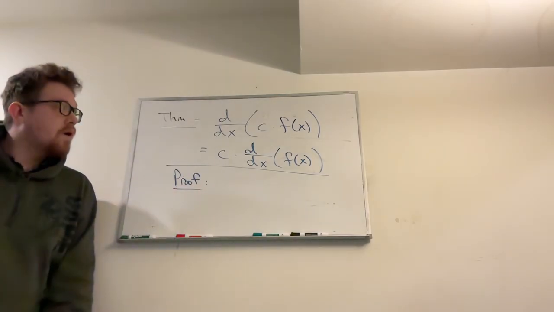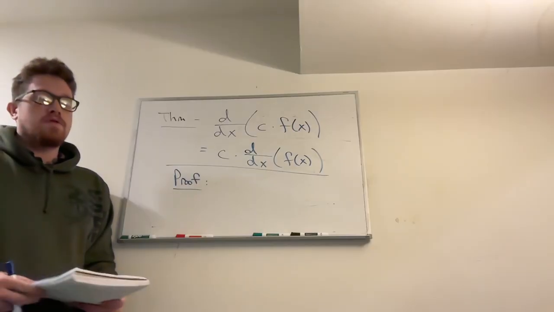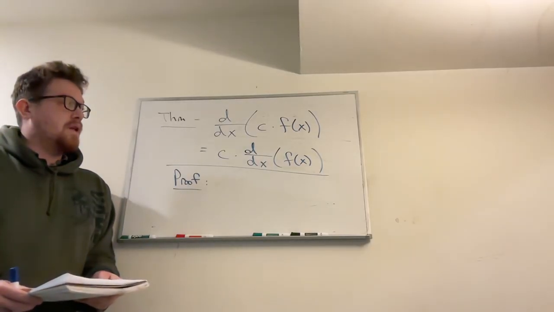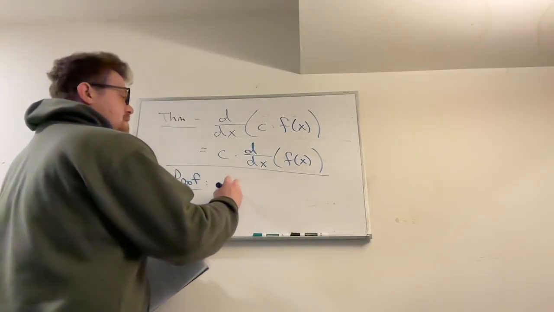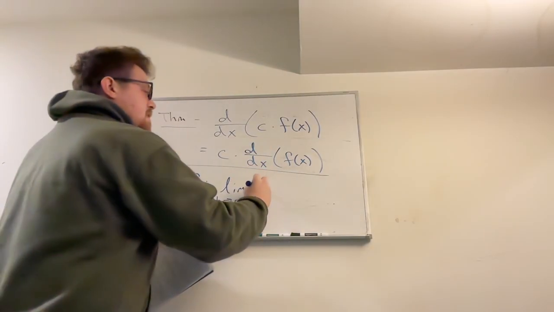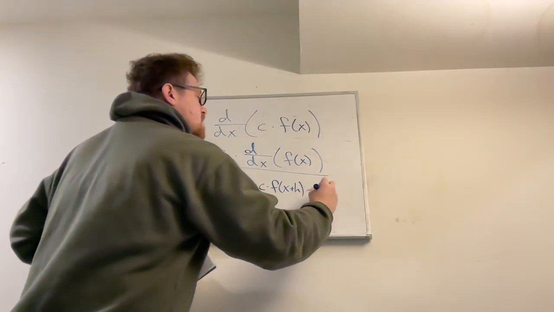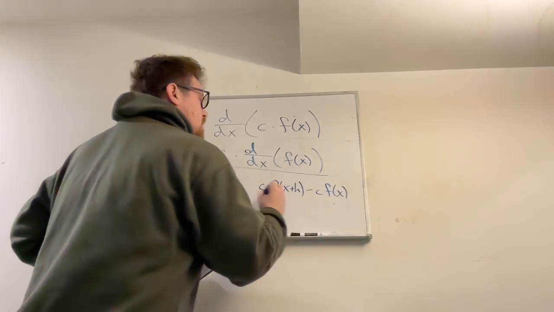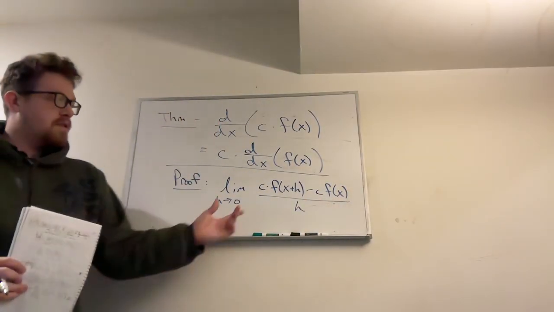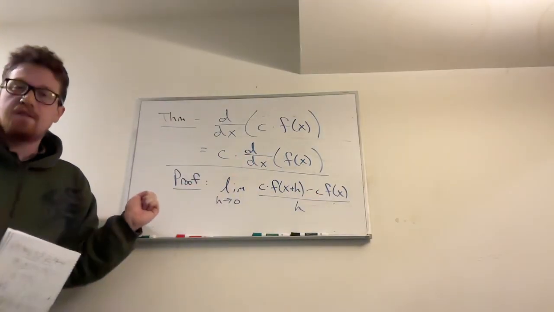to prove. You just need to write out the definition again, just like the last derivative rules. All these derivative rules basically just follow directly from the definition. So the definition says, again, this is the limit as h goes to 0, c times f of x plus h minus c times f of x, all divided by h. Well, by definition, this is the derivative. And I have a c over here, a c over here. I can pull the c's out of the top.